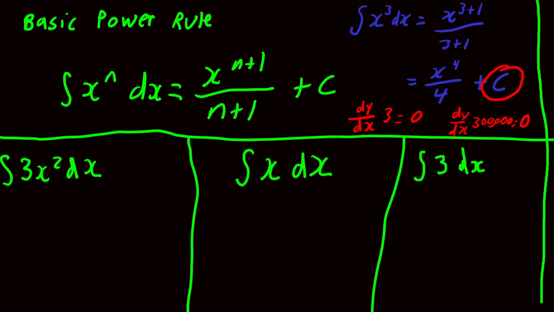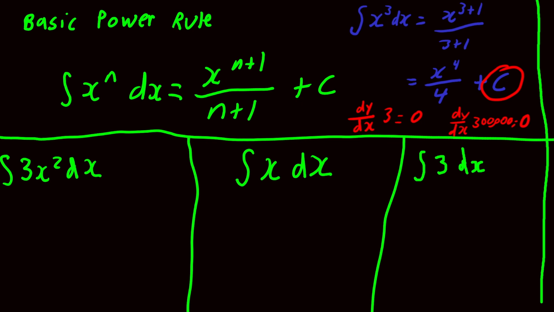Alright, so what even is this plus c? Well, I wrote down some derivatives here. The derivative of 3 is 0, and the derivative of 300,000 is also 0. So we add the plus c, because when we're going backwards, we don't know what that extra constant was. It could be anything. So that extra constant gets lumped into c. So plus c basically means I don't know what constant was lost when I was differentiating, but it could be anything. It could be 1 or it could be 1 billion. So we add plus c to cover all our bases.